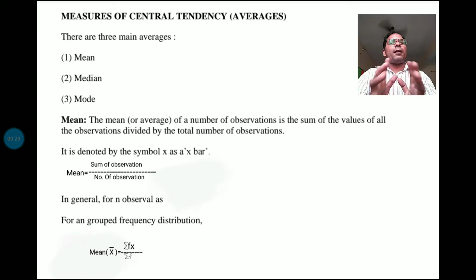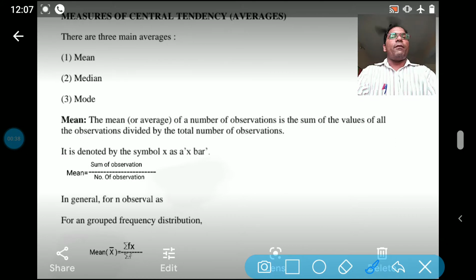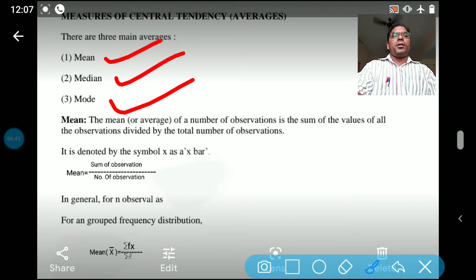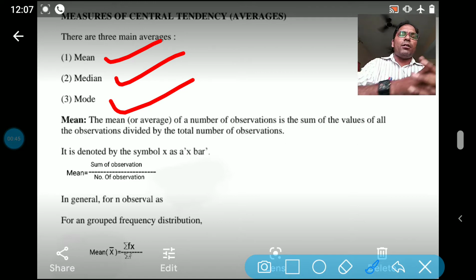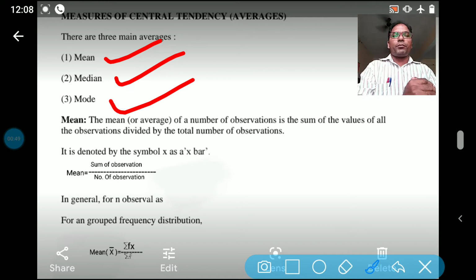The measures of central tendency. There are three main averages, as you can see on the screen: mean, median and mode. In this video I will tell you how to find the mean, median and mode, what method you will use and how to use it.